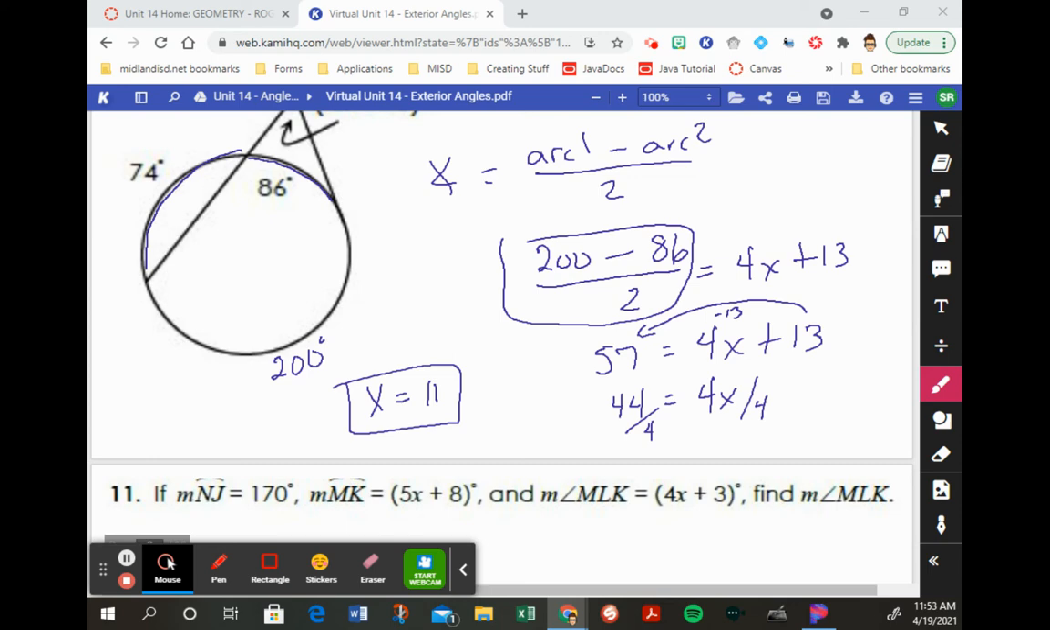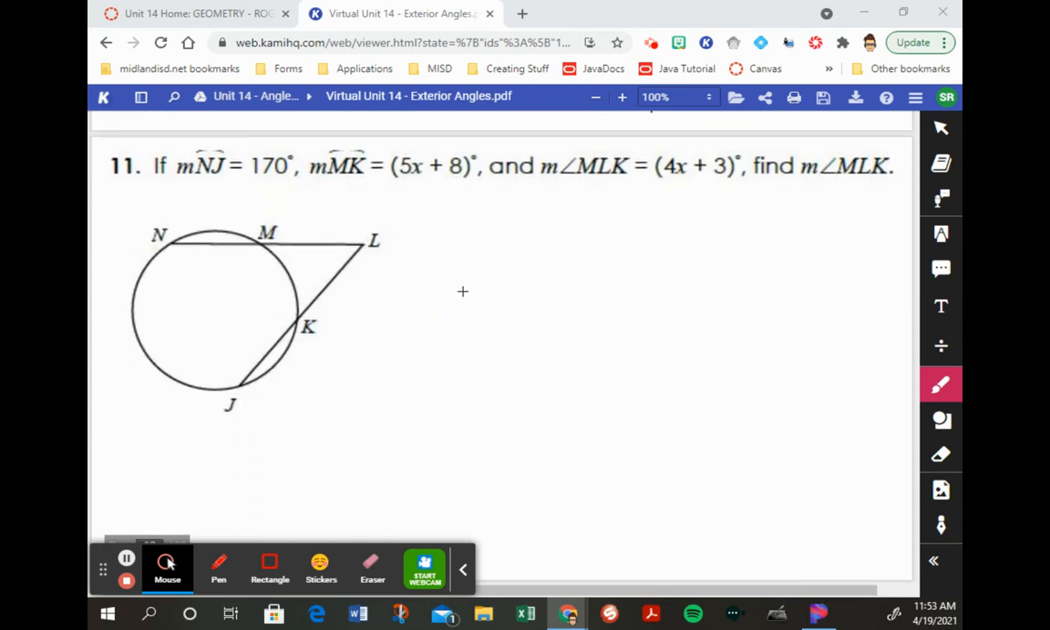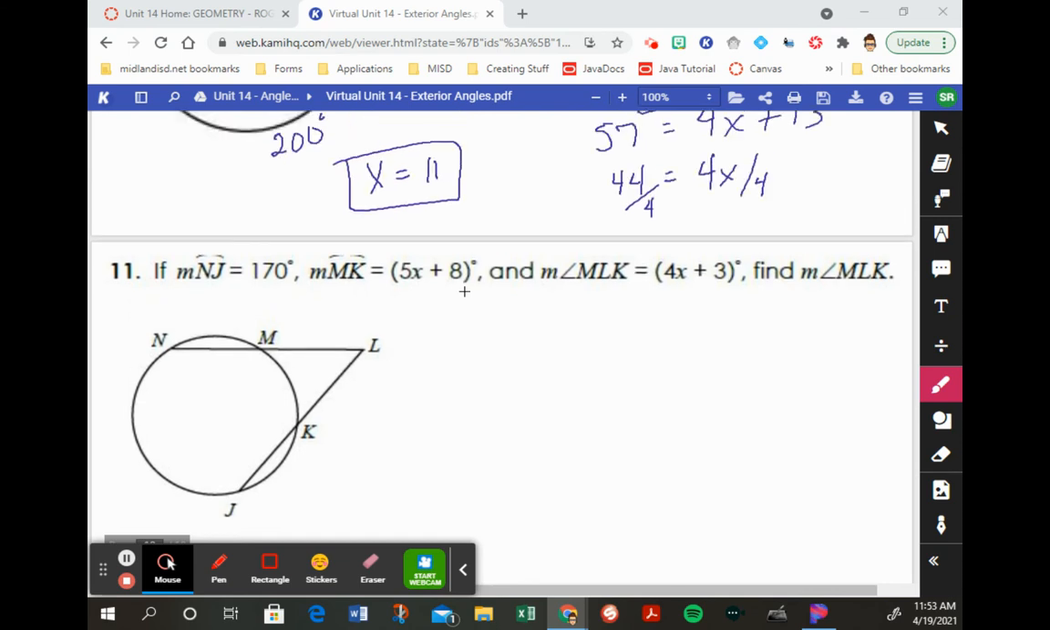All right, and then we have one more. Yep, one more. If arc NJ is 170 and MK, this one right here, is 5x plus 8, and angle MLK is 4x plus 3, we want to find this angle right here.